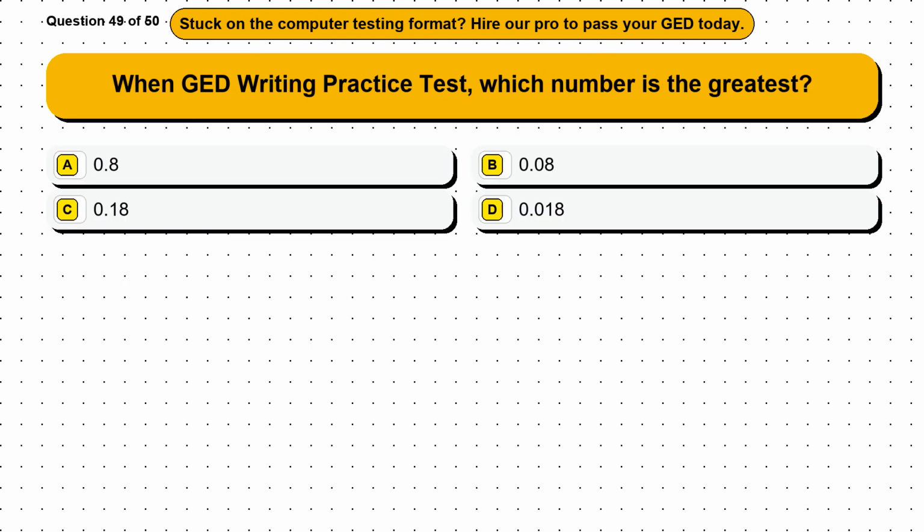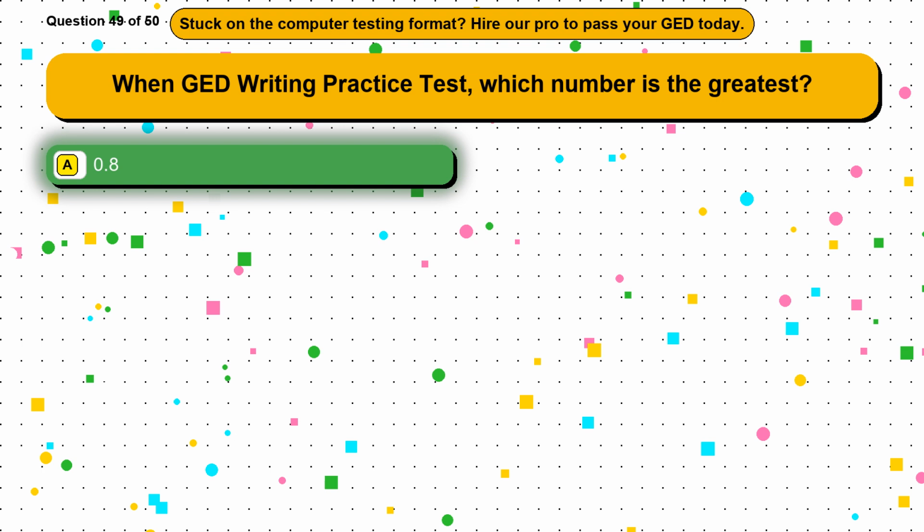Question 49. When GED Writing Practice Test, which number is the greatest? Option A 0.8. Option B 0.08. Option C 0.18. Option D 0.018. The correct answer is option A. 0.8.